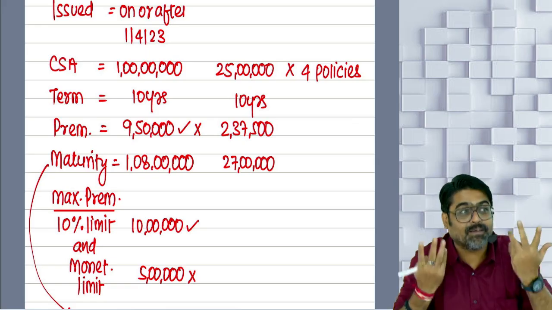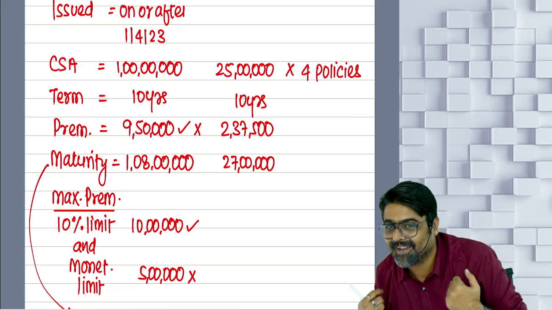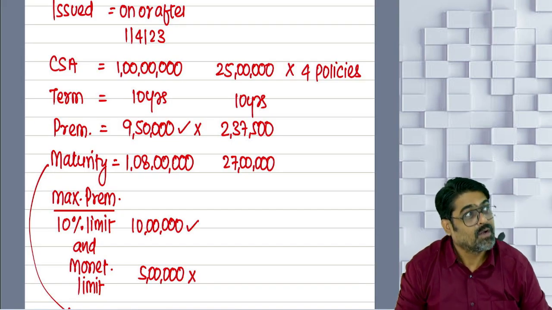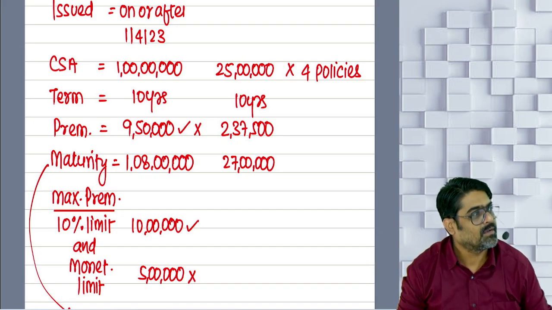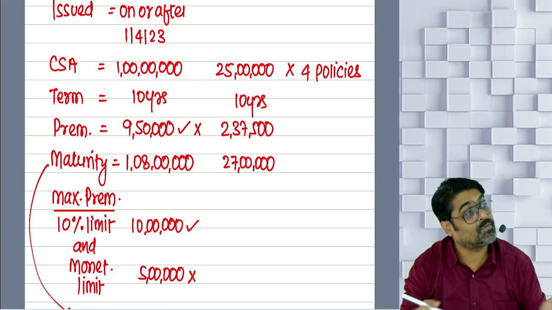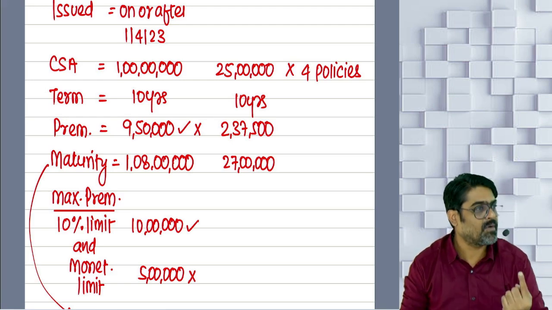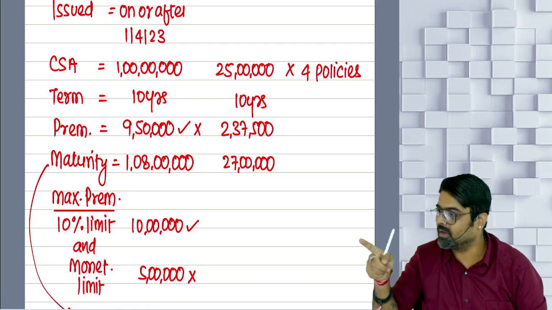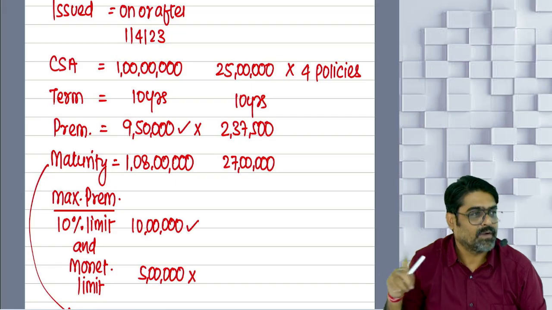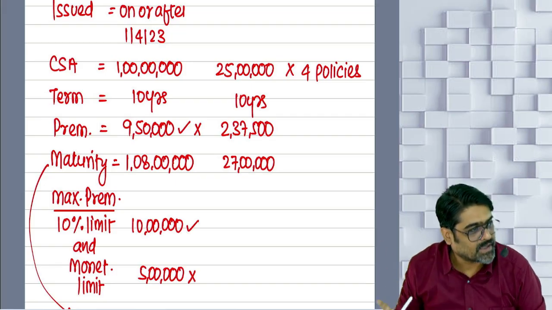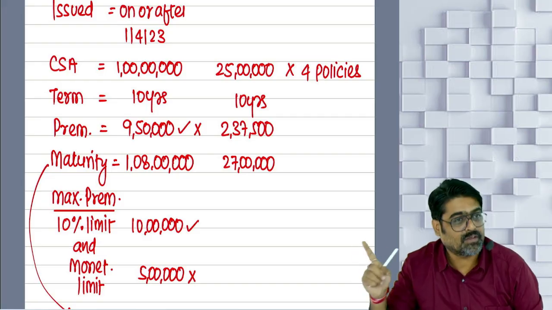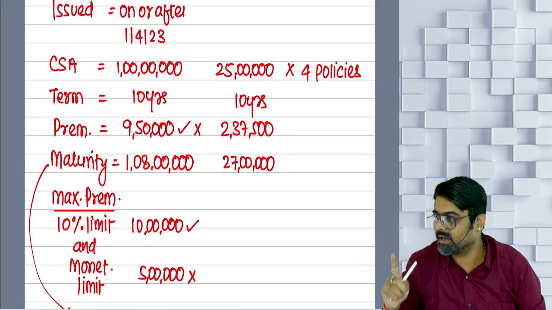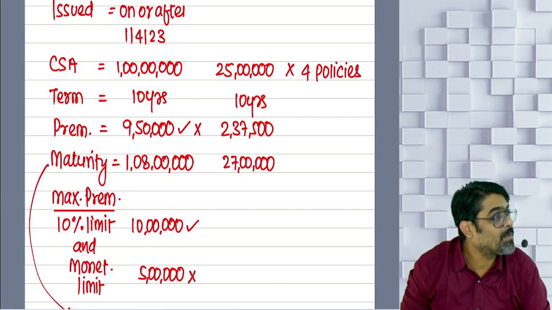And even some intelligent people like me will be thinking about that: who has told that I can take one policy? That single policy, I will split into 4 policies. Instead of one policy in my name, now I will have 4 policies in my name. And every policy: 25 lakhs, 10 years, premium 237,500 each, and on every policy I will get 27 lakhs. Getting my point?